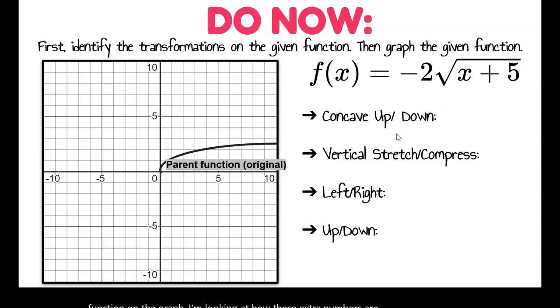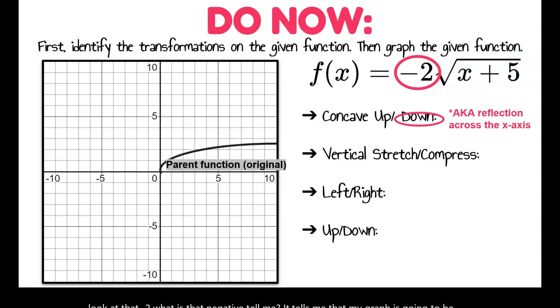So if I look at this graph, originally it is going up, right? It is facing up. Now, when I look at the first thing in this new equation, I look at that -2. What does that negative tell me? It tells me that my graph is going to be facing down instead. Okay, it's going to be reflected across the x-axis. Why? Because the -2 is negative.